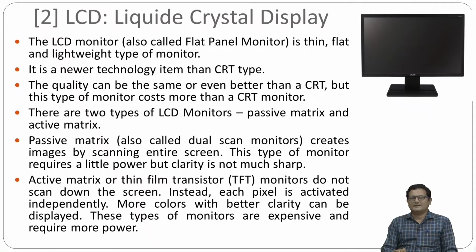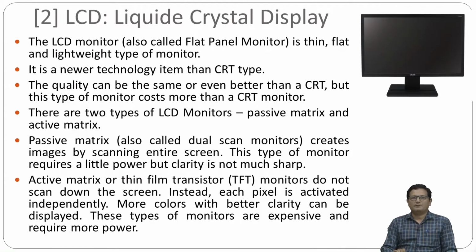It's a newer technology compared to CRT. The quality can be the same or even better than CRT. So obviously, if you have the LCD or LED, then a better quality of image can be produced. But this type of monitor is a costly monitor compared to the CRT monitor. Okay, there are two types of LCD monitors: passive matrix and active matrix. Passive matrix are also called dual scan monitors, which create images by scanning the entire screen. This type of monitor requires little power, but the clarity is not very sharp, right?